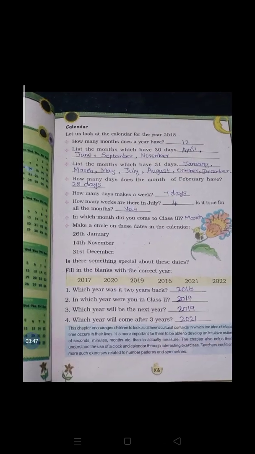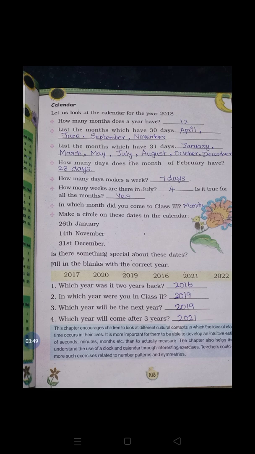They are April, June, September and November. So these 4 months have 30 days. List the months which have 31 days. Except the above months and February, all other months have 31 days. So they are January, March, May, July, August, October and December. So these months have 31 days.